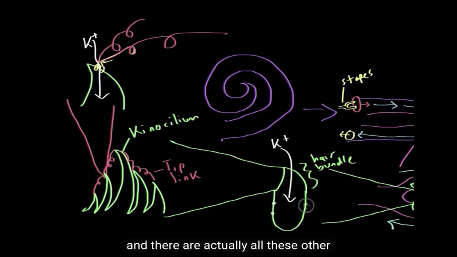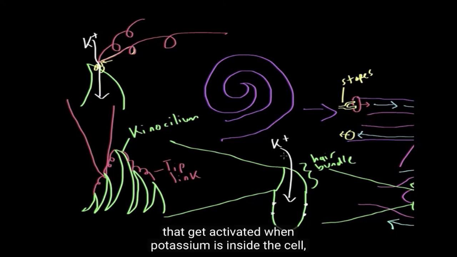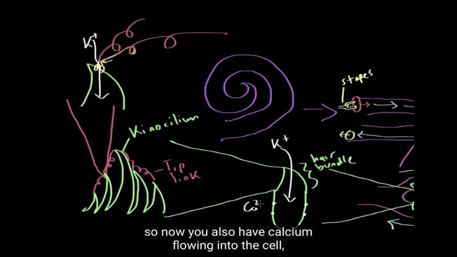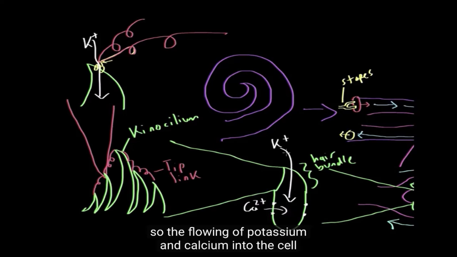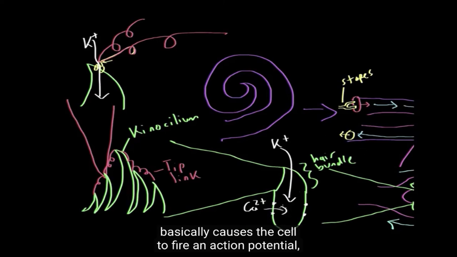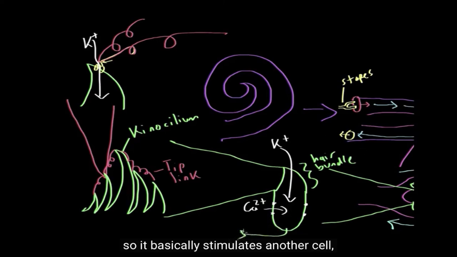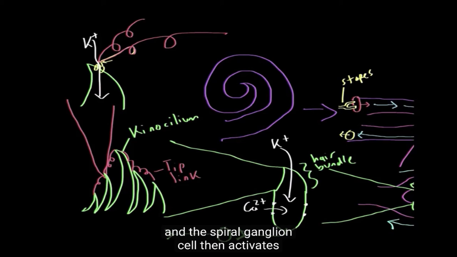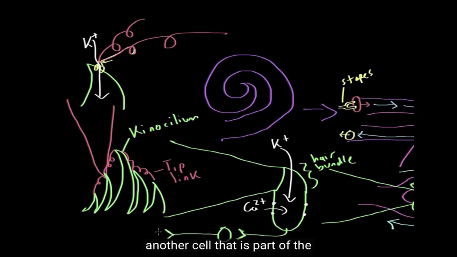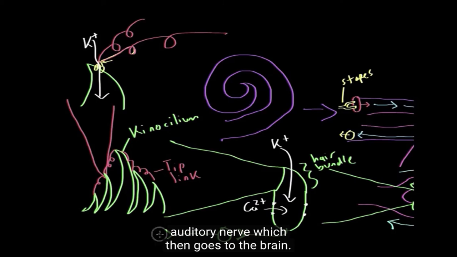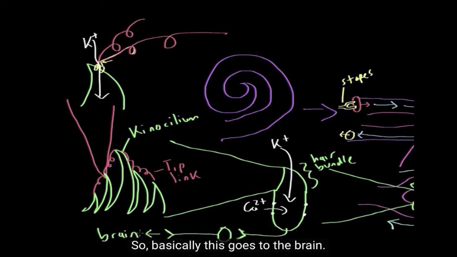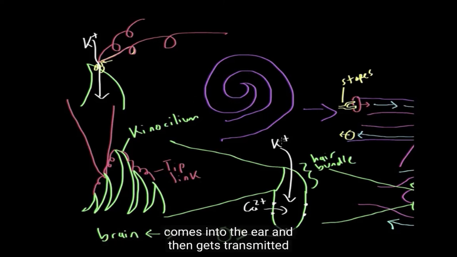There are also other little channels, calcium channels, that get activated when potassium is inside the cell. So now you also have calcium flowing into the cell. The flowing of potassium and calcium into the cell causes the cell to fire an action potential. It stimulates another cell, known as a spiral ganglion cell, and the spiral ganglion cell then activates another cell that is part of the auditory nerve, which goes to the brain. This is what happens when a sound wave comes into the ear and gets transmitted into a neural impulse by these little hair cells.